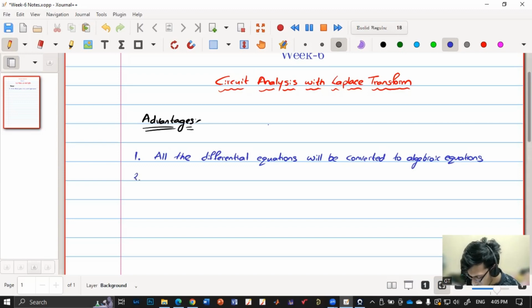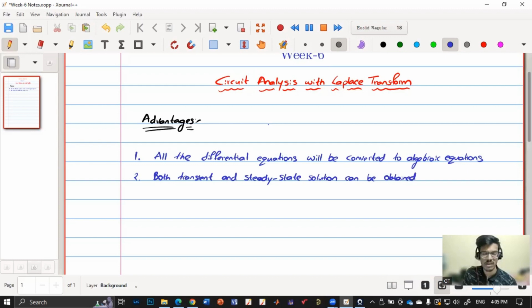solution at a time. So these are the main advantages, and it also makes our life simpler when we are solving any equation.